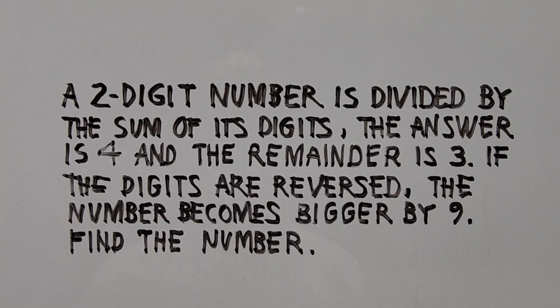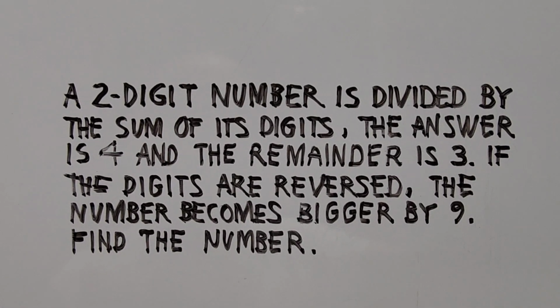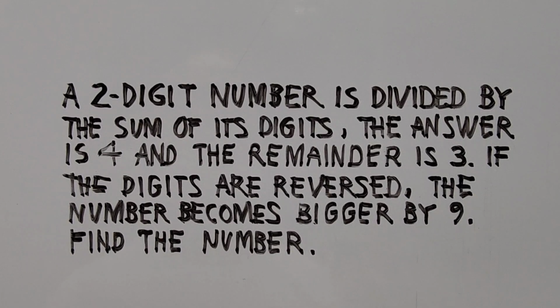Hello everyone, we have another algebra word problem, a numbers word problem. And here it goes. A two-digit number is divided by the sum of its digits. The answer is 4 and the remainder is 3. If the digits are reversed, the number becomes bigger by 9. Find the number. And so how do we solve this word problem?